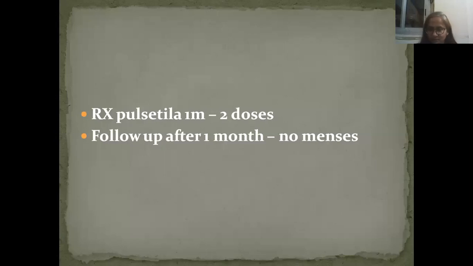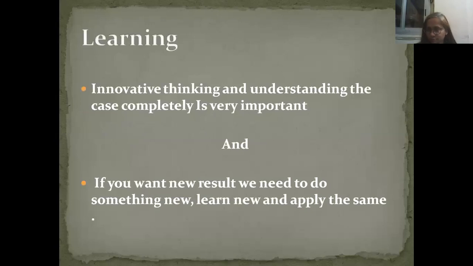Okay, no menses. Another month went off. Now it's been 3 months. She doesn't have menses, and she's very worried because it never happened to her. I also could not understand anything. So what did I do? I learned something new here.